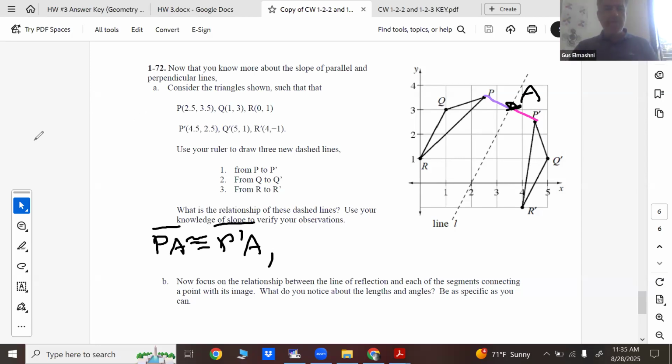If you want to use a ruler again to keep it all straight, so I'll do orange. And I'll do black.